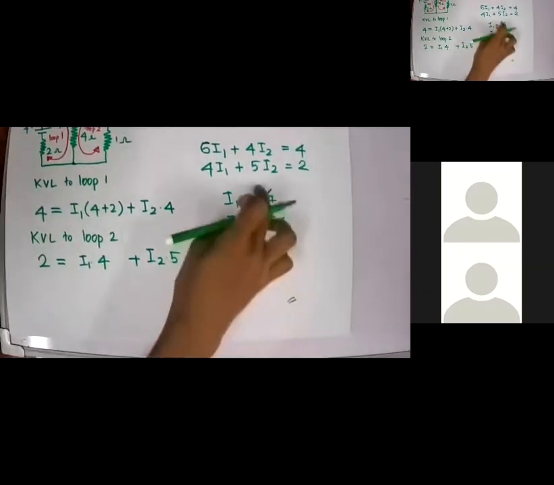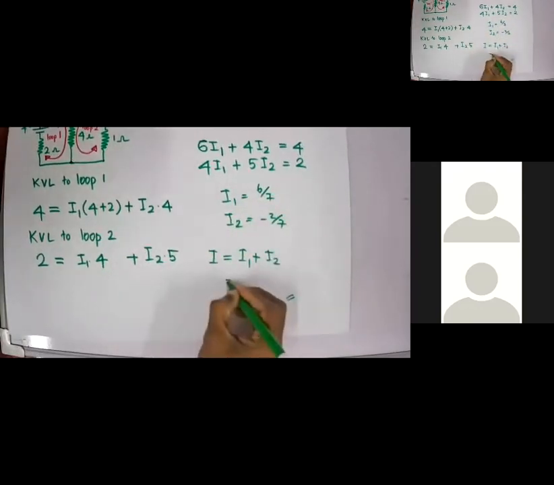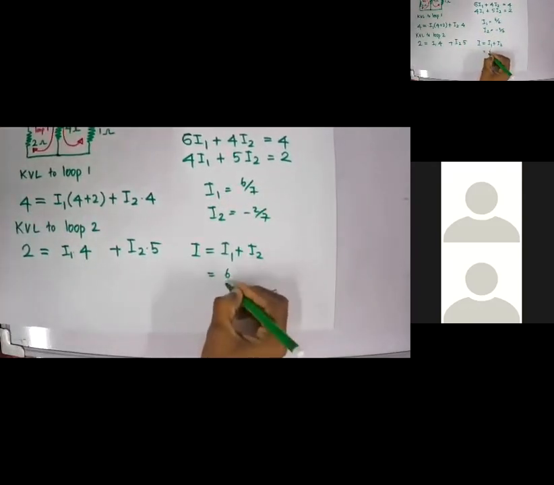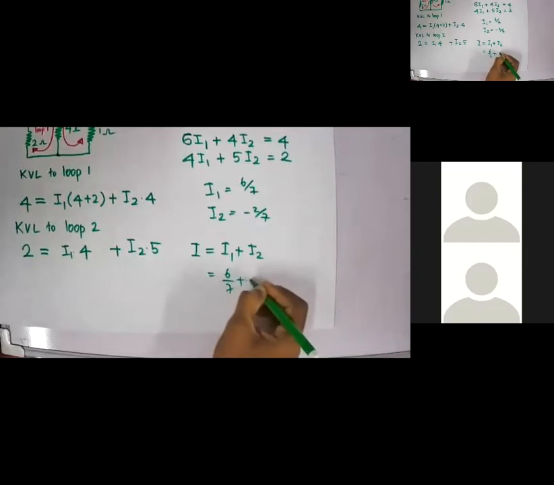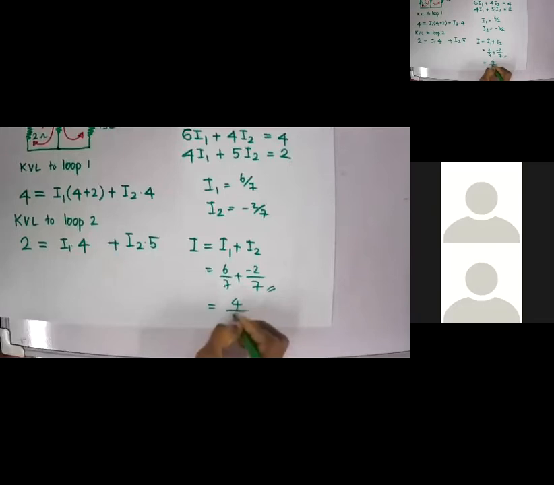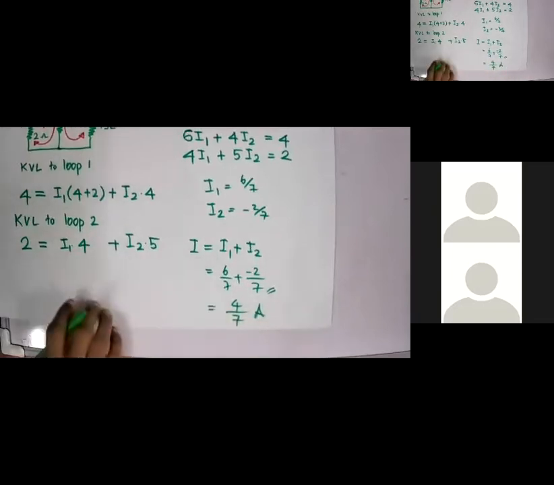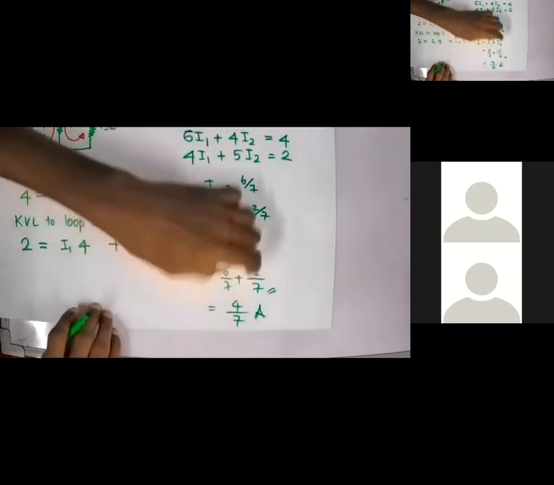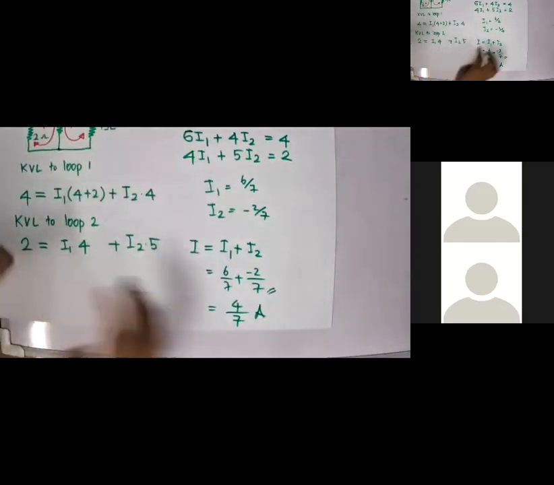So if I want to calculate I1 plus I2, what I have to do? I need to add these two together. So it will be 6 by 7 plus minus 2 by 7, which will be 4 by 7 amperes. Right? Don't simplify this one using your calculators. You can give the answers in fractional form, and I'll give you full marks.